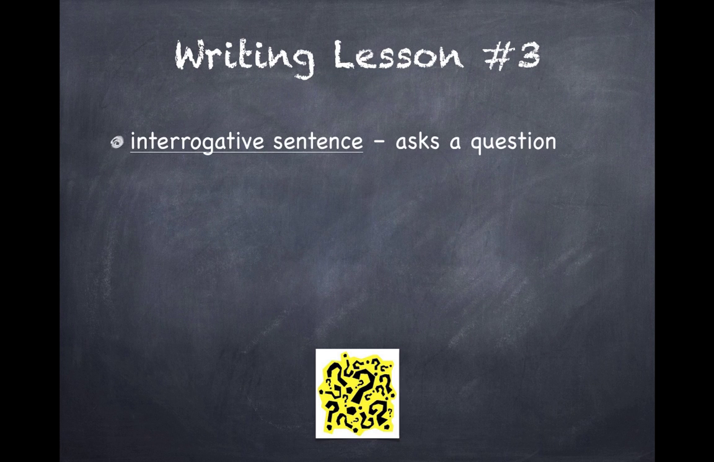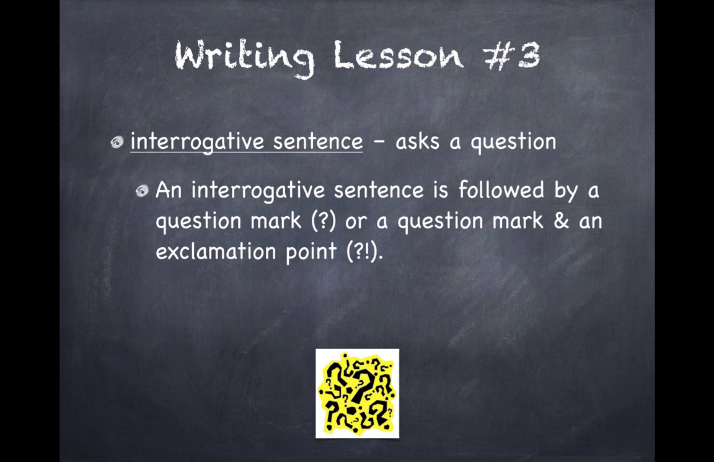The next type of sentence is an interrogative sentence. This is a type of sentence that asks a question. An interrogative sentence is going to be followed by a question mark, or it could actually be followed by a question mark and an exclamation point. The times that you would use this would be, say you're asking a question, but it has a lot of emotion, you could actually use both. But if you use both, you want to make sure that the question comes first, because it is a question, but it was said with some emotion.